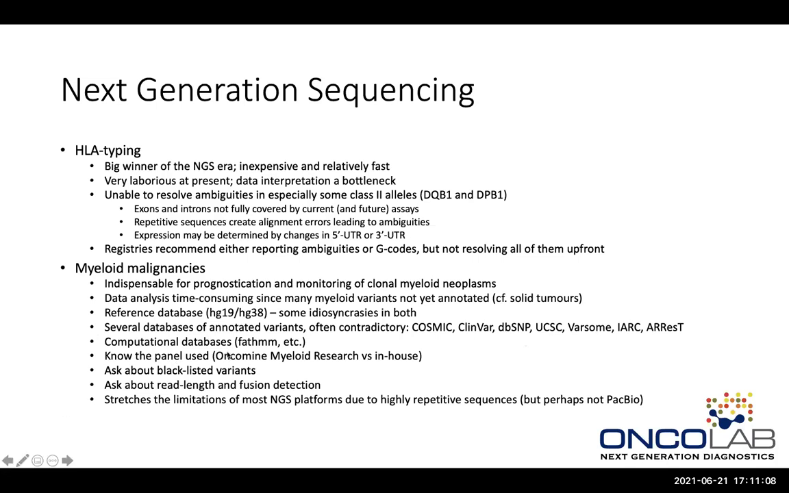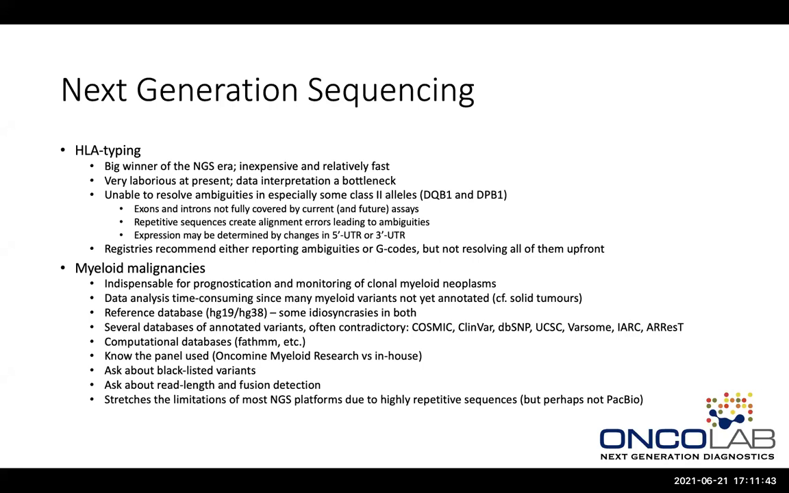One needs to know the panel used. So most of the labs use this Oncomine Myeloid Research Panel, but there are some of the big pathologists who have developed their in-house panels. I would strongly advise against this, because we get to the next point, blacklisted variants. We know that this Oncomine Myeloid Research Panel cannot detect certain variants in CEBPA, certain very large FLT3 ITDs, and one mutation in ASXL1, which is also in a GC-rich region.